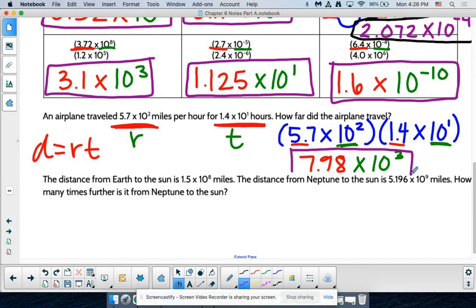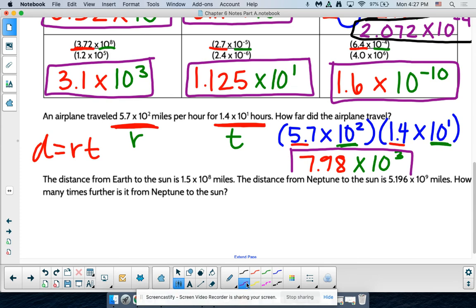Now one more. It says the distance from Earth to the Sun is 1.5 times 10 to the 8 miles. The distance from Neptune to the Sun is 5.196 times 10 to the 9th miles. How many times further is something from, is Earth? Are we missing a word here? I think we are. It says, how many times further is Neptune to the Sun? Oh, there we go. My fault, folks.